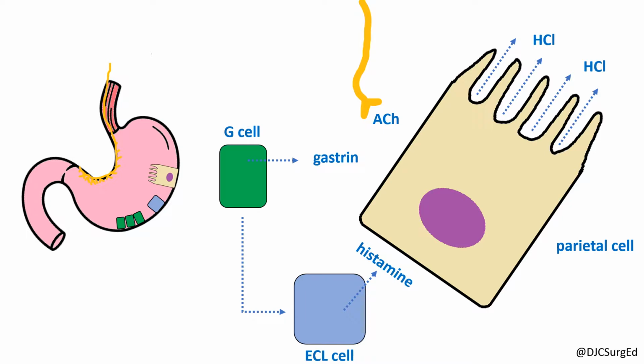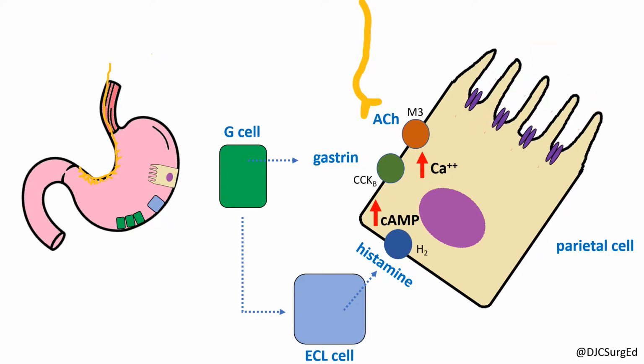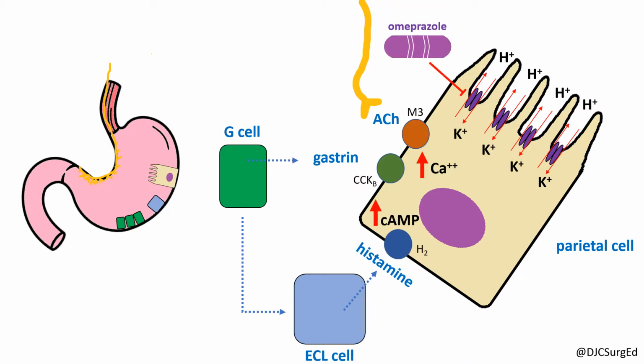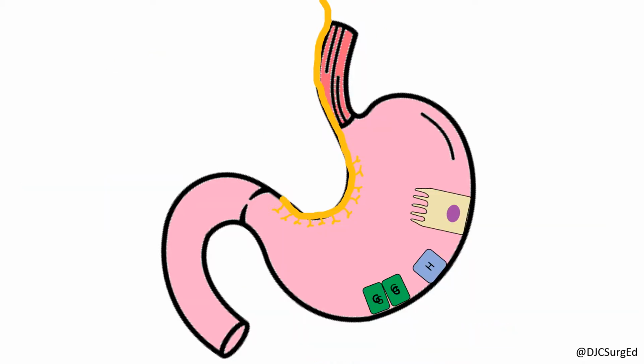Gastrin and acetylcholine act through the phospholipase pathway, increasing intracellular calcium, whereas histamine acts through an adenyl cyclase pathway, increasing intracellular cyclic AMP. These pathways lead to the exchange of hydrogen for potassium on the luminal side and release of acid. Proton pump inhibitors like omeprazole act on this hydrogen-potassium pump, whereas H2 blockers such as famotidine act on the parietal cell histamine receptor. Gastrin release is activated by vagal stimulation, the presence of food in the stomach causing antral stretch, and peptides from amino acids of digested foods.